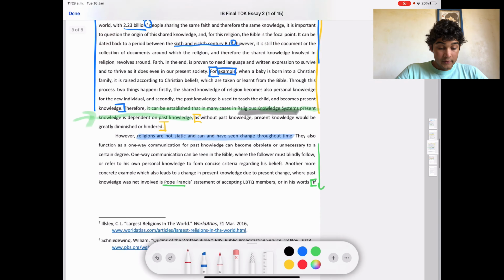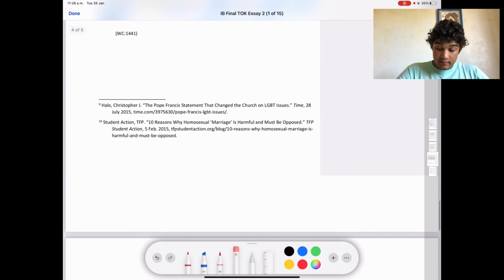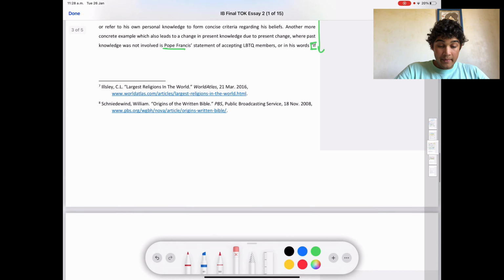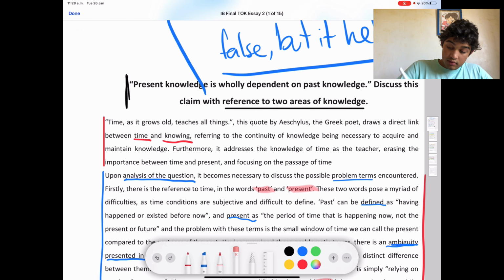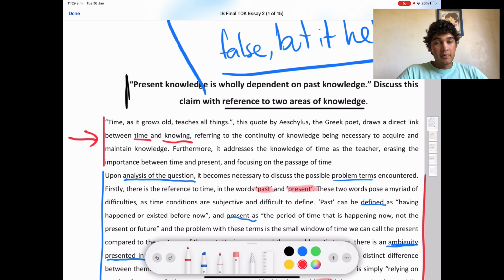Okay, final thing. So after I wrote this, I came back to the top, and I wrote this area, because the teacher told me start with a quote. Start them off slowly, and lead them down the vein of thinking you want to lead them, or you want them to think. So I found a quote, and it was really convenient that it was by a Greek poet, because that adds credibility. But it says, time, as it grows old, teaches all things.